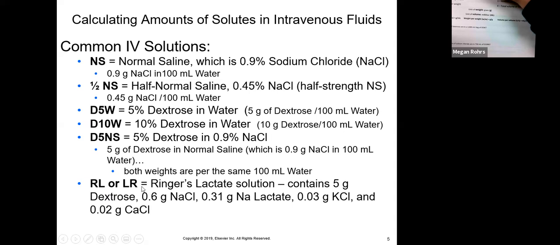Lactated Ringer's is a base solution that has a lot of different ingredients in it. Anytime you see LR or RL, that is going to indicate lactated Ringer's or Ringer's lactate. It means the same thing. So get familiar with these abbreviations if you're not already. You will be having to interpret orders with these abbreviations in them, especially if you're working in a sterile compounding pharmacy, or you see these a lot in hospital pharmacy as well.